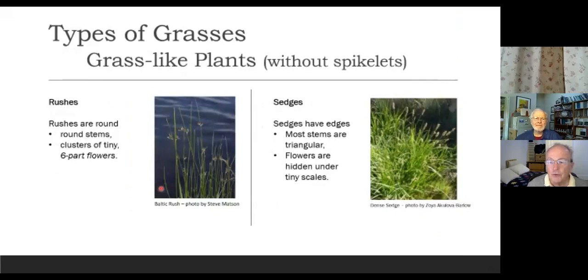Two other grass types are rushes and sedges. They're not true grasses because they don't have spikelets, but they look like grasses, so we include them in our grass searches. Rushes are round with round stems and tiny 6-part flowers. If you see a grass-like plant with clusters of brown, tiny 6-part flowers on the side, you've got a rush. Sedges have edges, generally with stems that are triangular in cross-section. Their reproductive parts generally hide under the clusters of scales in a variety of patterns. So we have 4 easy to distinguish grass types: bunch grasses, single stem grasses, rushes, and sedges.